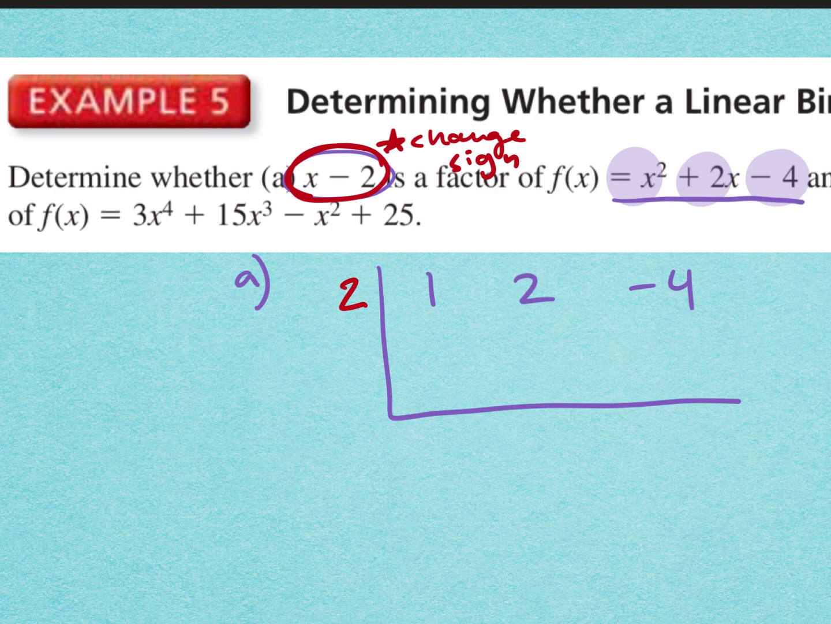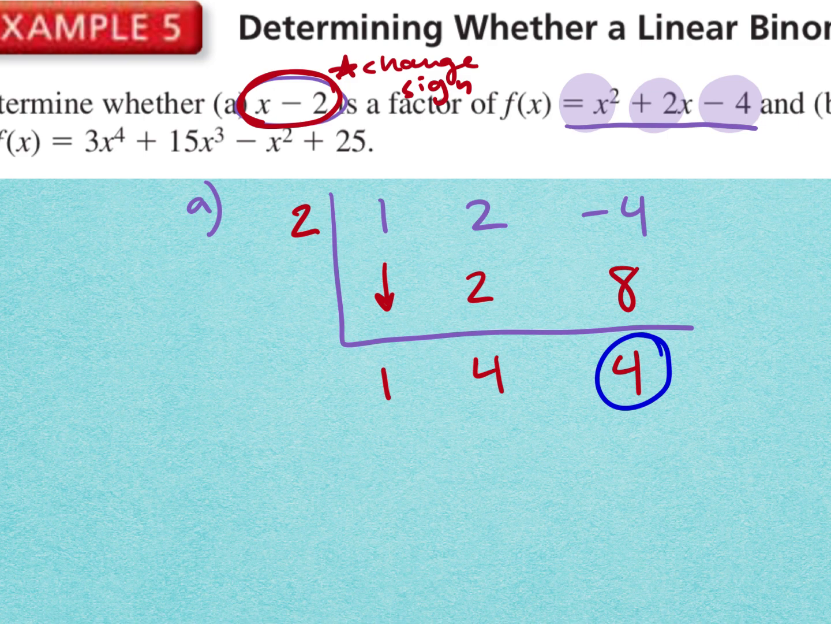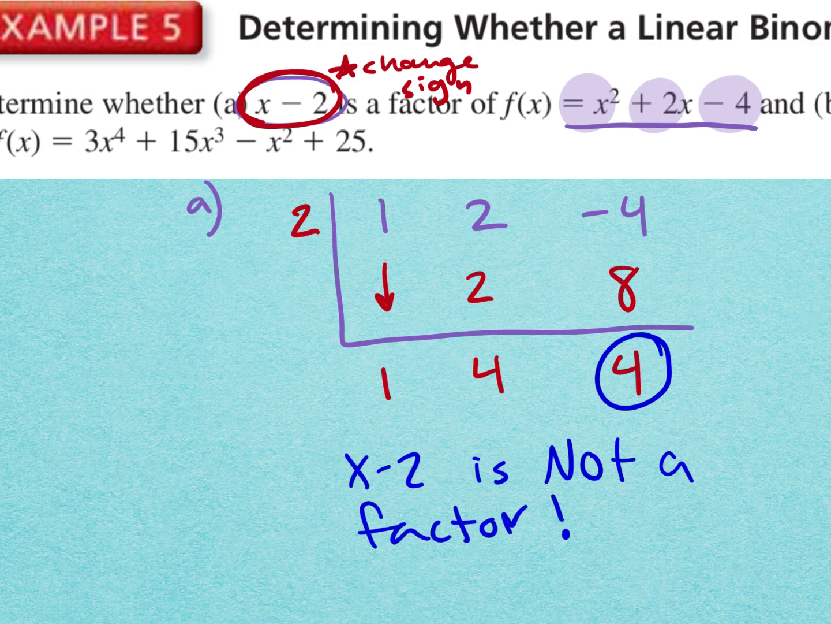So what's the first step I have to do for synthetic division? Drop down the 1, and then multiply. Then we add, then multiply, then add. We would get 4. Which number here is our remainder? The last one. Is my remainder 0? No. So that means that x minus 2 is not a factor, because the remainder is not 0. So that's the answer.